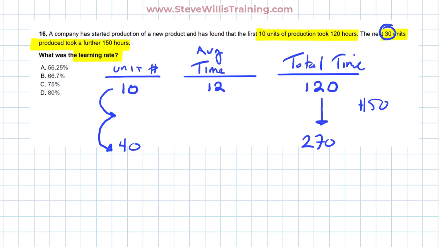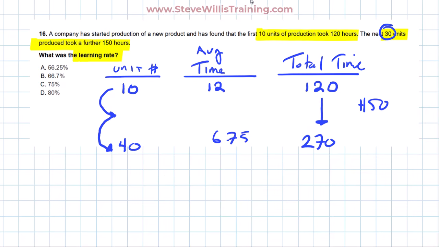We've got to get the total time when we do 40 units. If we divide the 270 by the 40, we're going to get 6.75. That would be the average hours when we do 40 units. It takes on average 6.75 hours. Now we do the math and we can answer the question. When we produce 40 units, we're going faster. So the average time at that production volume was 6.75 hours.